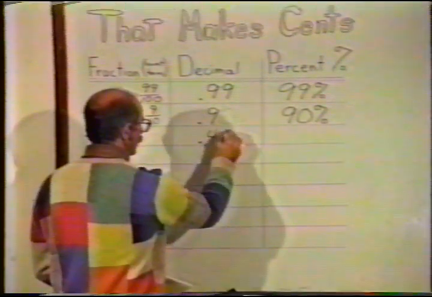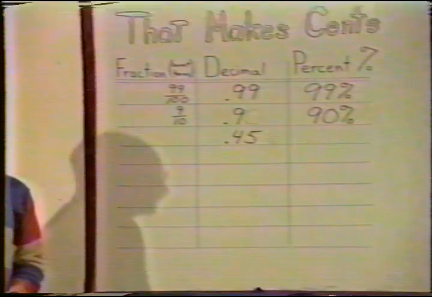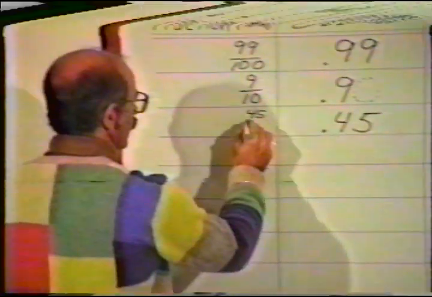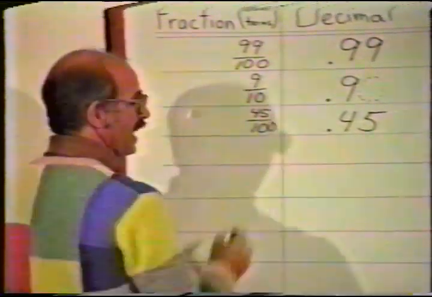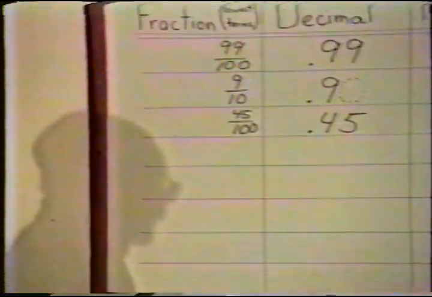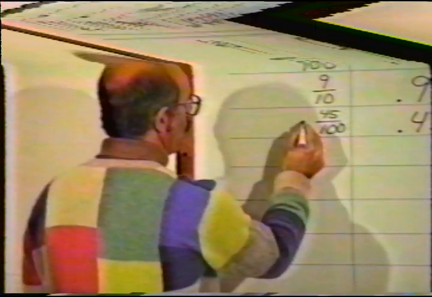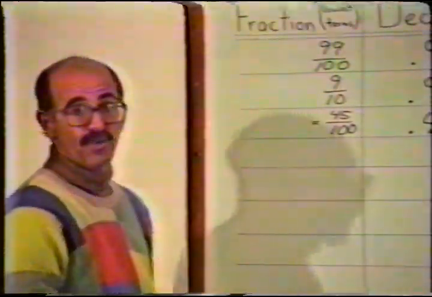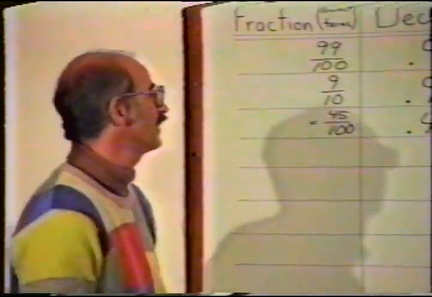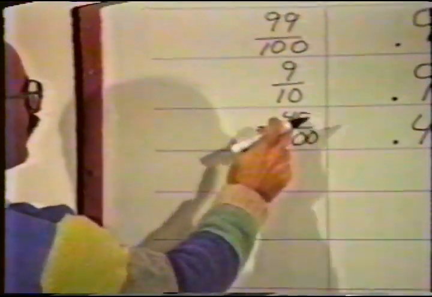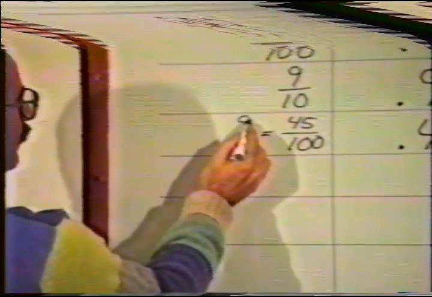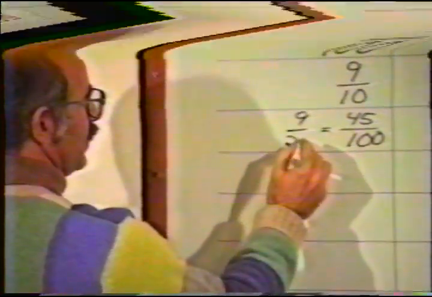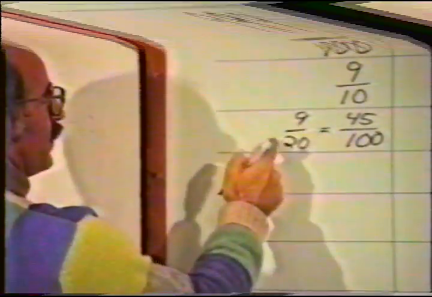Here's the next one. What does this number say? 45 hundredths. We'll write it as a fraction. Can it be reduced? Yes, it can. With what number can we divide both top and bottom in order to reduce it? 5. 5 into 45 is? 9. 5 into 100 is 20. That reduces to 9/20.